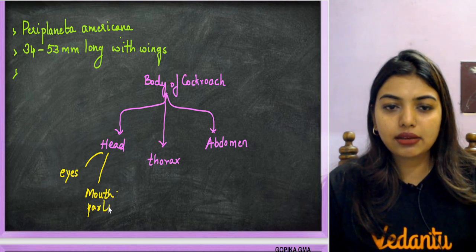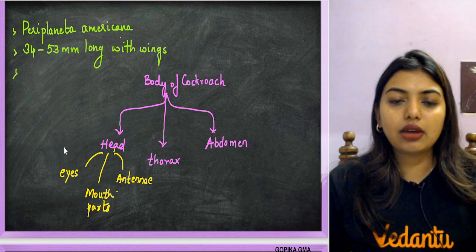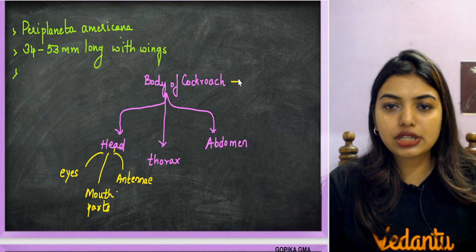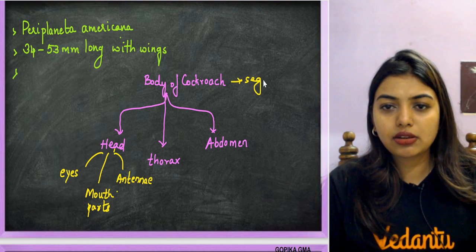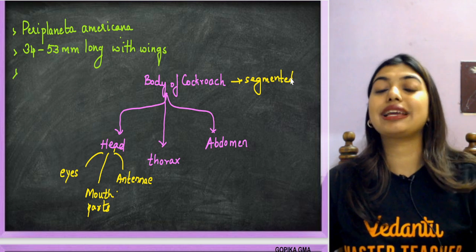Mouth parts will be there. And next one is antenna. Okay, antenna. Now this entire body of cockroach is segmented. Okay, segmentation, I have taught you this before also. Segmentation is there. Okay, segments you can see.